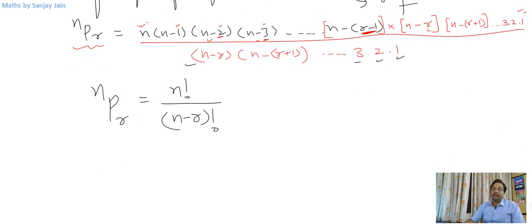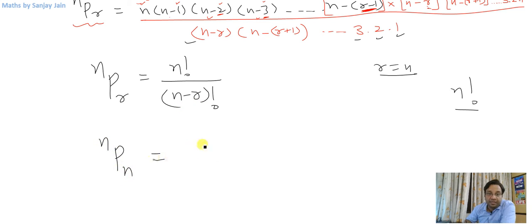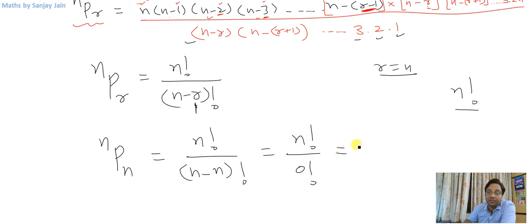So if you take r objects out of n different objects and arrange them in a row without repetition, then this will be the formula. nPr will be equal to n factorial by n minus r factorial. Now I already said that r can also be equal to n. We can take all objects at a time, and we have learned that the formula for that will be n factorial. So let us see, if we take r equal to n, what will happen to this formula. nPn will be equal to n factorial divided by n minus n, I'll replace this r with n, so it will be n factorial divided by 0 factorial, that is n factorial.